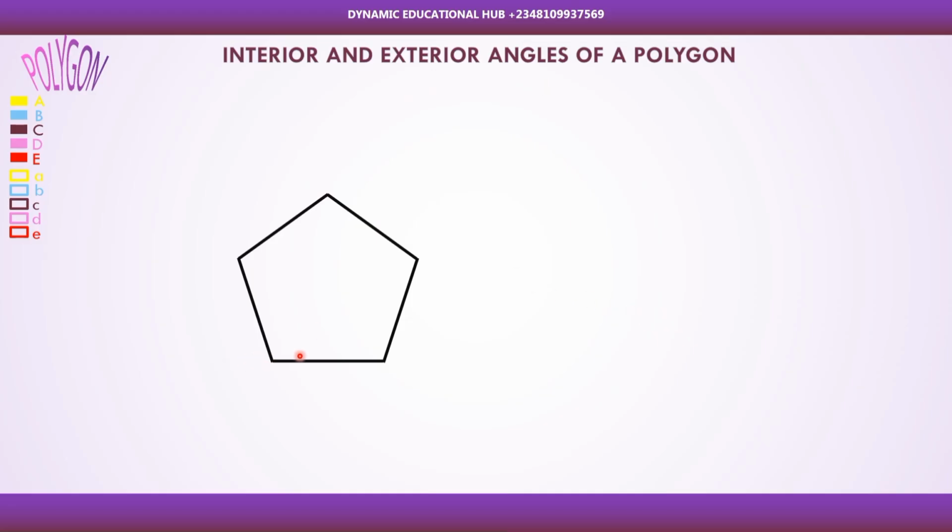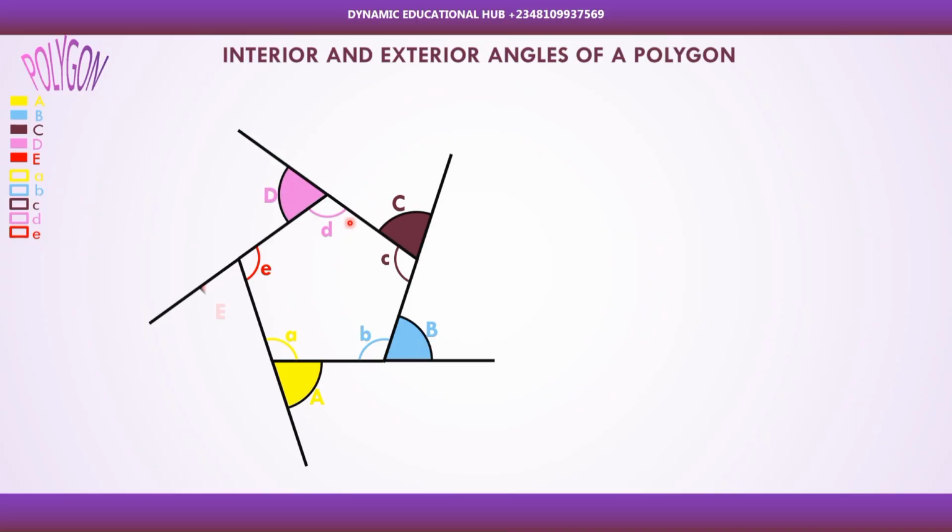Now let's extend this line to cater for our exterior angles. So let's fix the interior angles first. Fixing the interior angles, let's call them angle A, B, C, D, and E. Now let's extend each side to cater for our exterior angles. So we have exterior angle A, exterior angle B, exterior angles C, D, and E. So we have fixed the exterior angles.